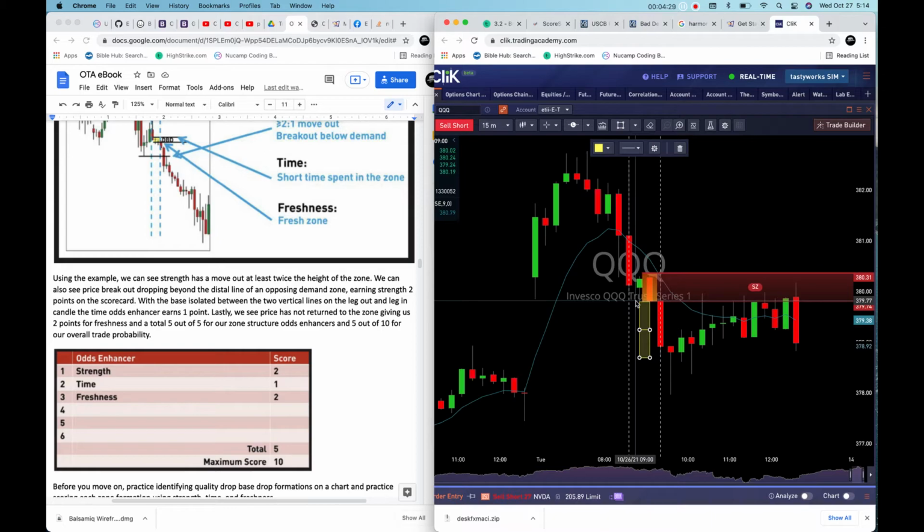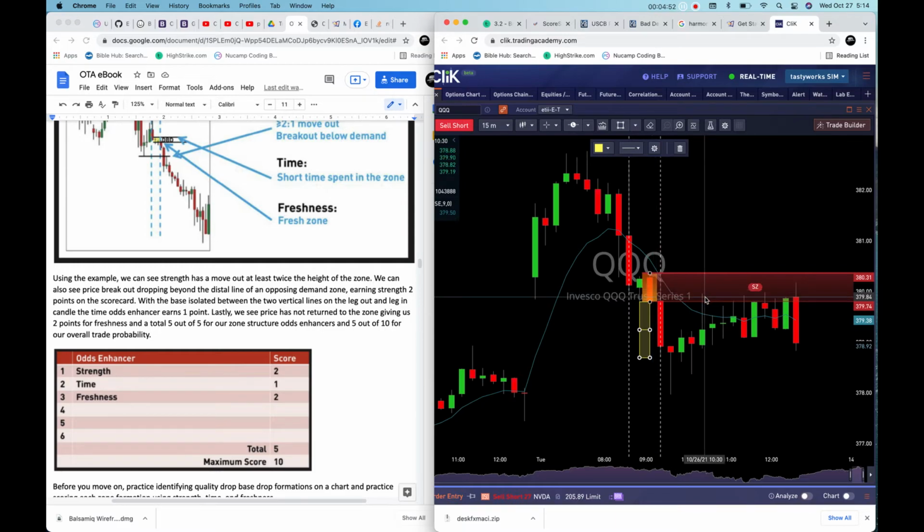And if this were a trade we were actually considering, as opposed to using it as an example, we would not continue to score this trade. We would delete the zone and find another formation. All right. So for purposes of example, however, we do see two basing candles. So in this case, time would earn 1 point.